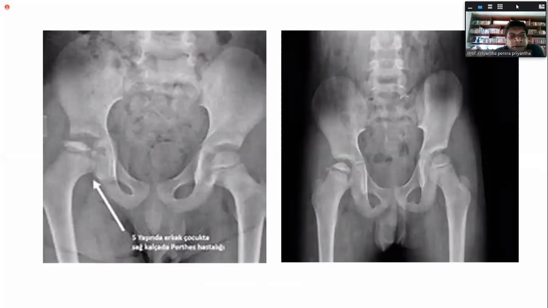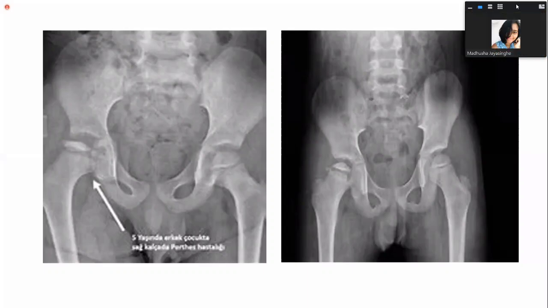Right. So we go for the bones and joints now. This is the X-ray from a 6-year-old boy who had a painful limb. What is the diagnosis? The 5-year-old? Slip femoral epiphysis. No. Perthes disease. Yes, Perthes disease.